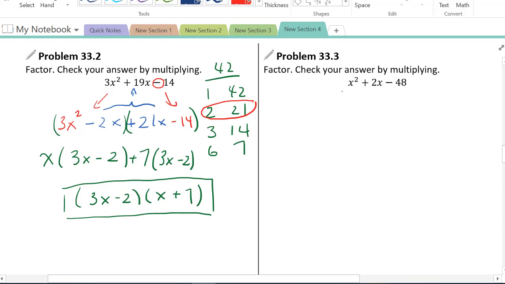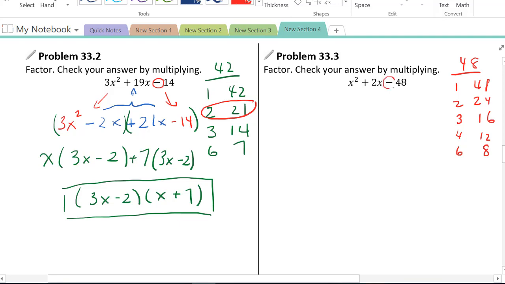So again, I will do A times C, 3 terms, right? So AC method, that would be 1 times 48. What's 1 times 48? 48. What are factors of 48? 1 and 48. 2 and 24. 3 and 16. 4 and 12. 5 doesn't work. 6 and 8. I think that's it. And again, look at the last term.